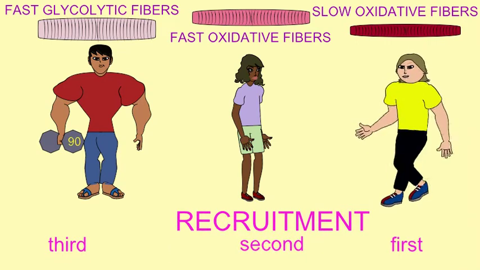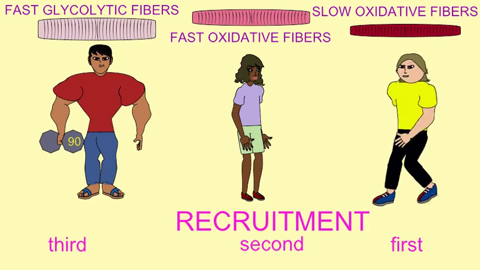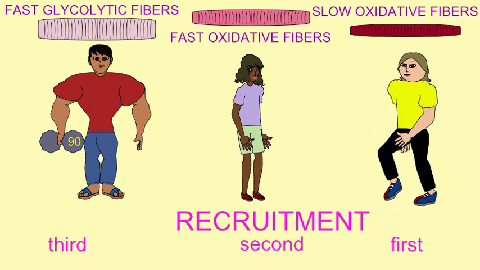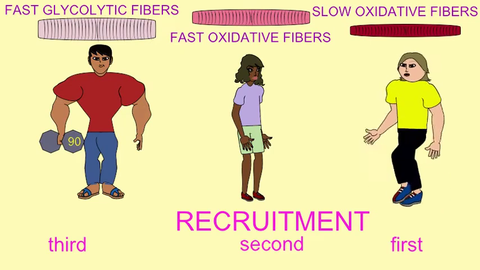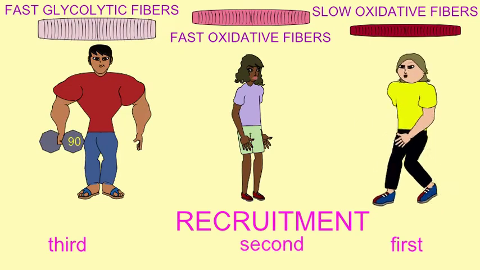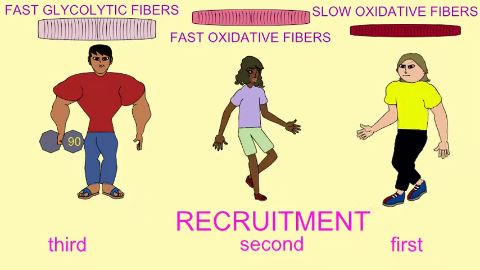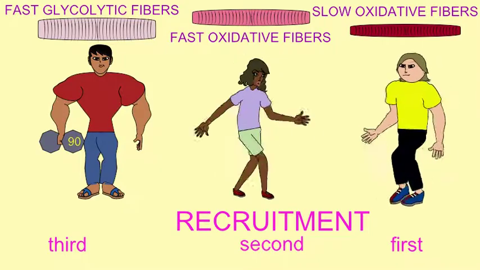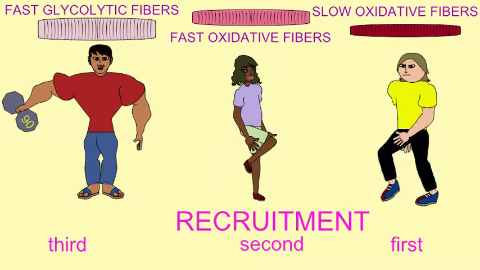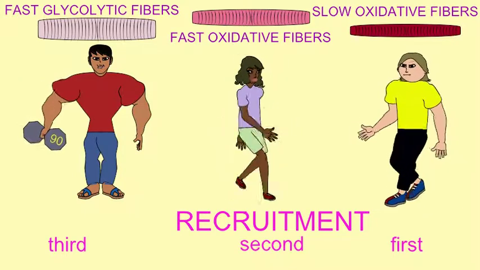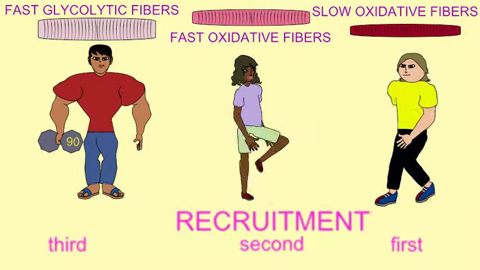When you start a new activity, the first muscles which the body uses for this activity are the slow oxidative fibers. If these are not sufficient, then other fibers can then be recruited later. The fast oxidative fibers are the second type of muscle fiber recruited during a new activity. Fast glycolytic fibers are the third type of muscle fiber recruited in a new activity.